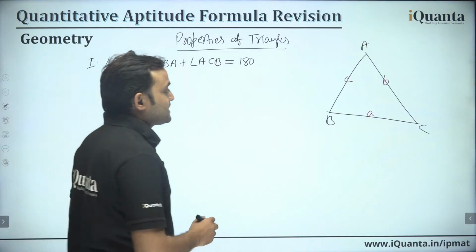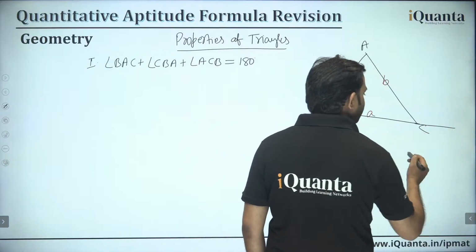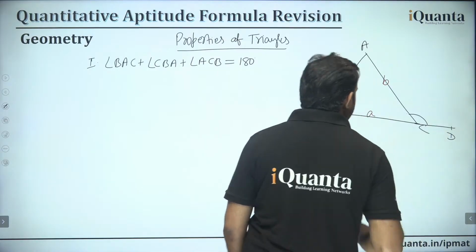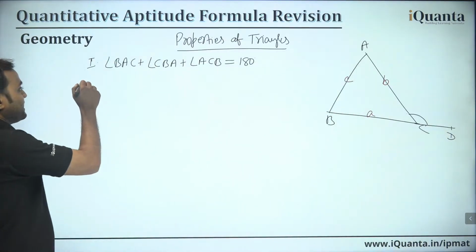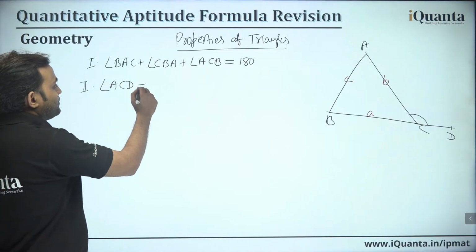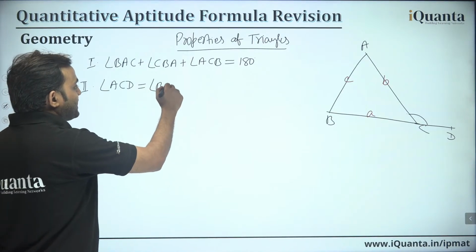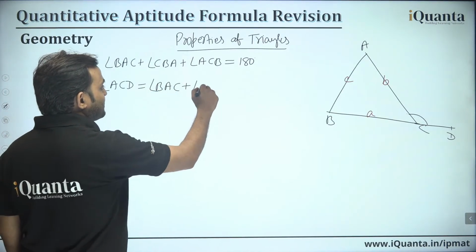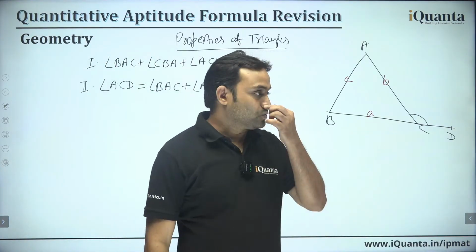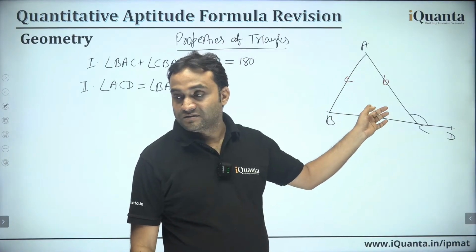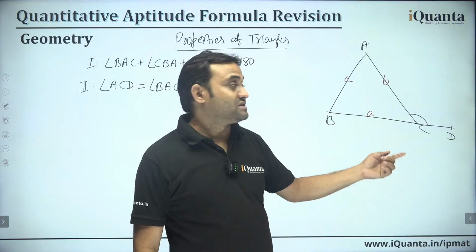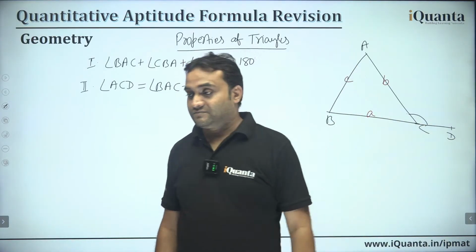Then if we extend one of the lines of this triangle, let's say this point is D, then this angle is the exterior angle. Any exterior angle, in this case ACD, will be equal to angle BAC plus angle ABC. Any exterior angle is equal to the sum of opposite interior angles. These two, angle A and angle B, will be known as opposite interior angles with respect to ACD. Okay.